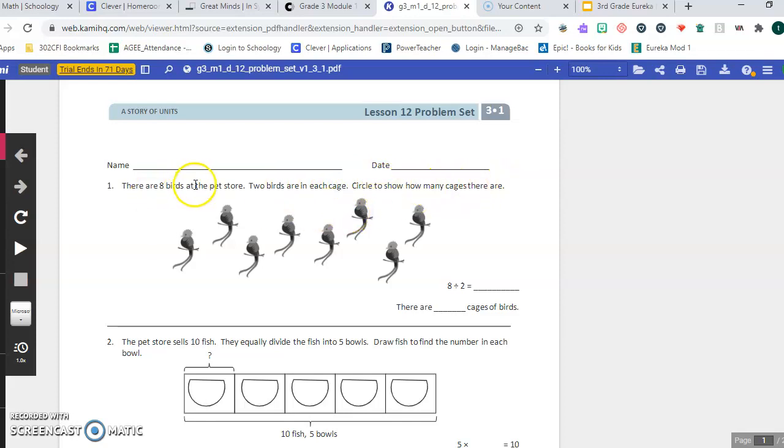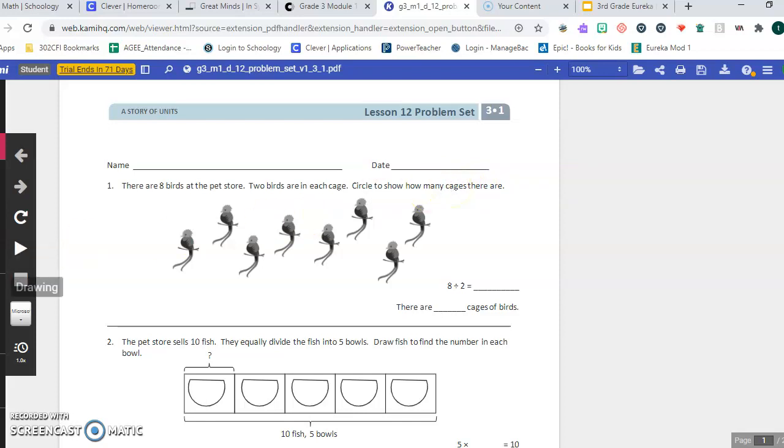Okay, so 8 birds, 2 birds in each cage. They give me the size of the group, and so my quotient will represent how many groups there are. And in this case, the word cage is what represents the group. So how many cages there are is how many groups there are.